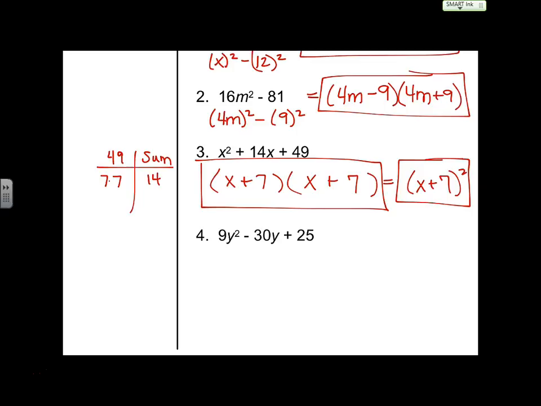Okay. That was number 3, factoring x plus 7 times x plus 7, which is x plus 7 squared. Let's fix our attitudes and let's focus in. I believe coaches would be mad at bad attitudes.